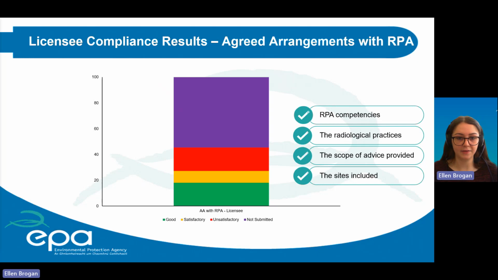Initially it was asked if the licensees have agreed arrangements in place with an RPA, and then they were required to upload a copy of the agreements. The majority of them, around 55%, said that they don't have agreed arrangements in place with an RPA, and only 18% of agreements fulfilled all requirements of Regulation 33, which are listed on the slide.